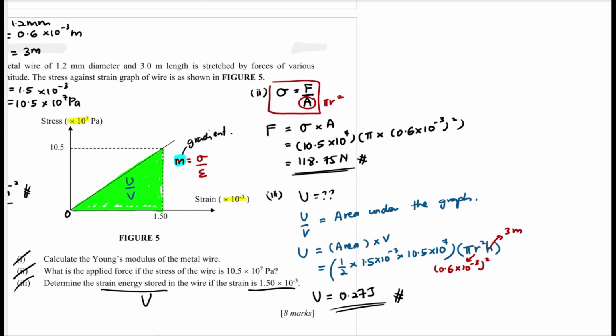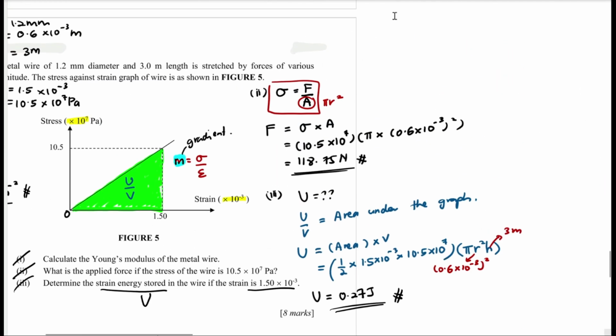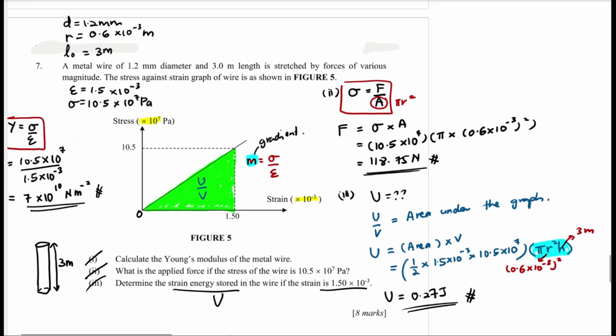Alright, so I think this question is very interesting. Since from the graph of stress against strain, you will not get U, but you will get energy per volume, U over V. But the question asks for U, so you must multiply the area under the graph by the volume of the cylinder shape, which is pi r squared h. So I think if students cannot answer this, it is because they do not remember the formula for the volume of a cylinder. Alright, so now we finish question 7.